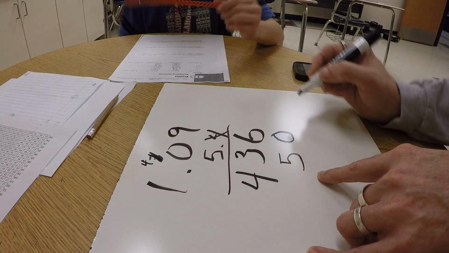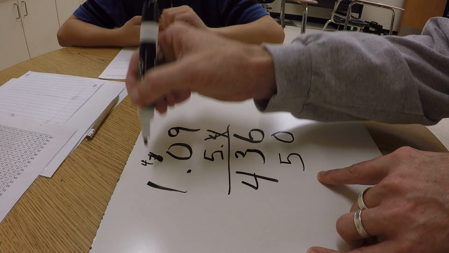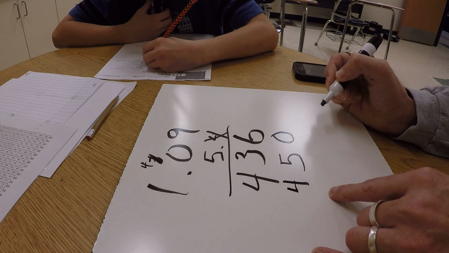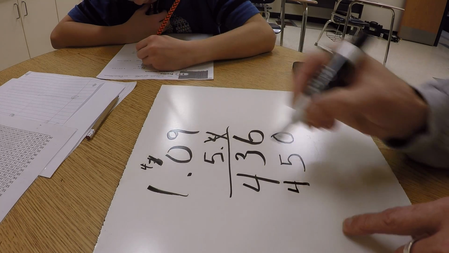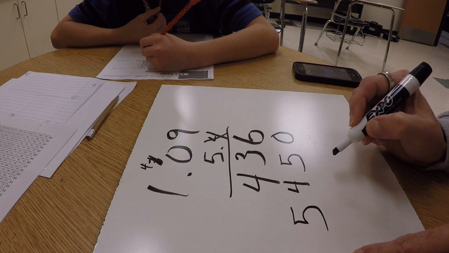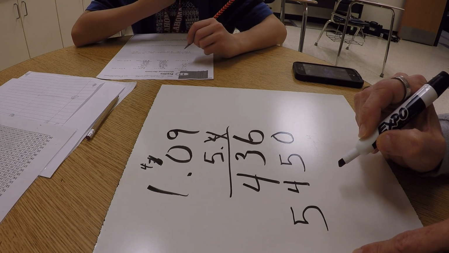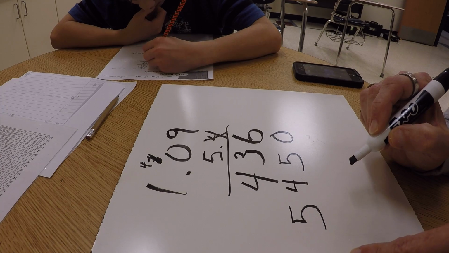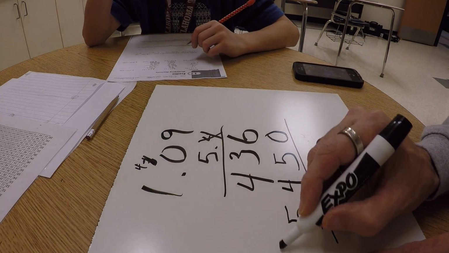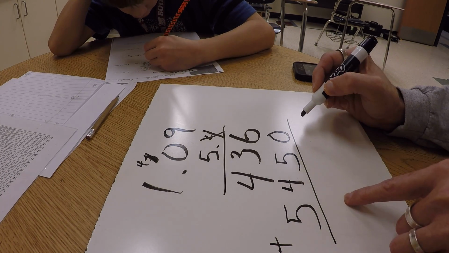We're finished with that 3. We don't need it anymore. 5 times 0 is 0, plus the 4 that we carried over would be 4. Okay? And then 5 times 1, we would get 5. Okay? So did you end up with 5450 on your second line? Almost. You're not quite finished yet. Okay. So now we're going to add the 436 and the 5450, see what we get.